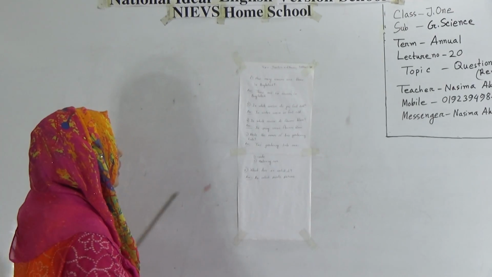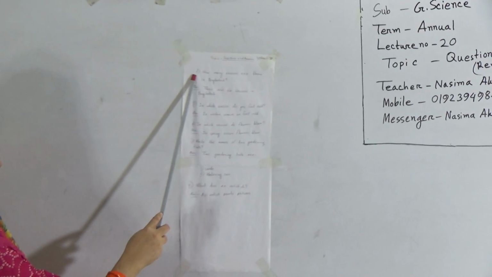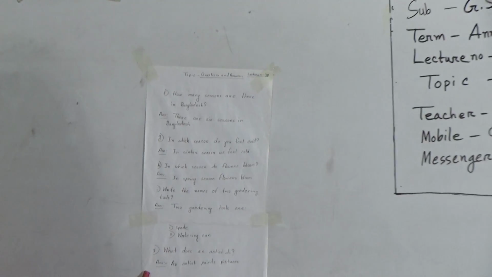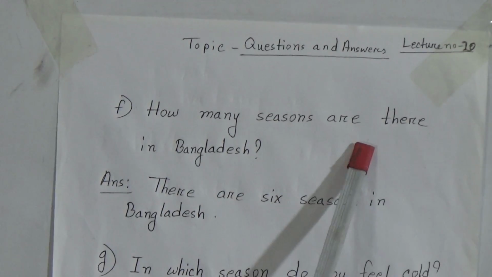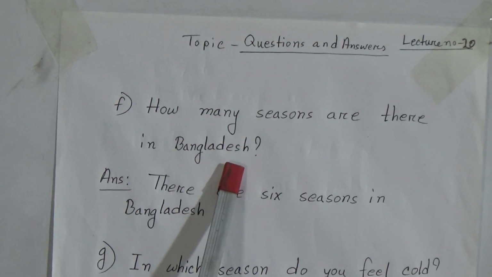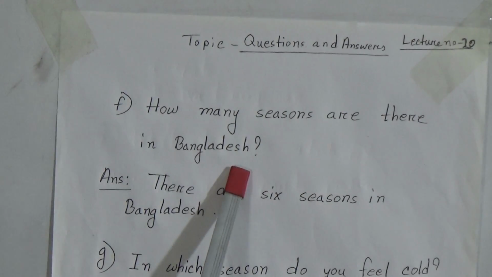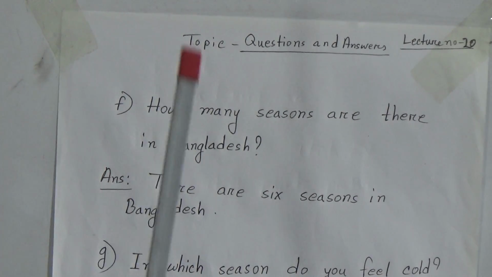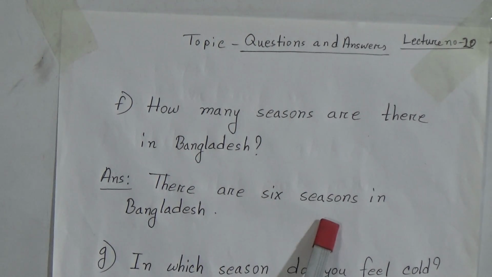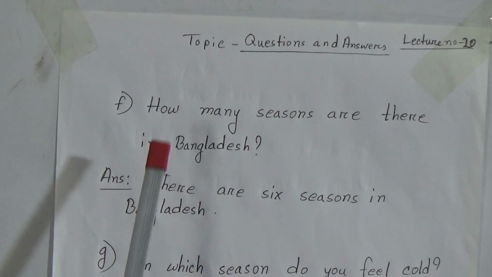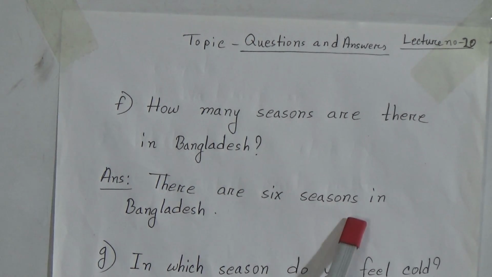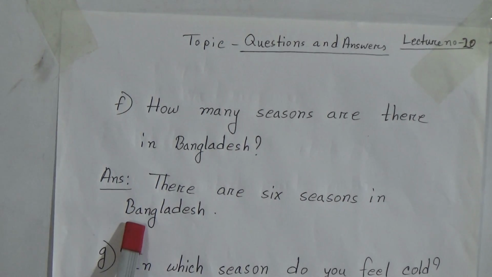You can see here are questions from F number to J number, and the F number question is: How many seasons are there in Bangladesh? Answer: There are 6 seasons in Bangladesh.